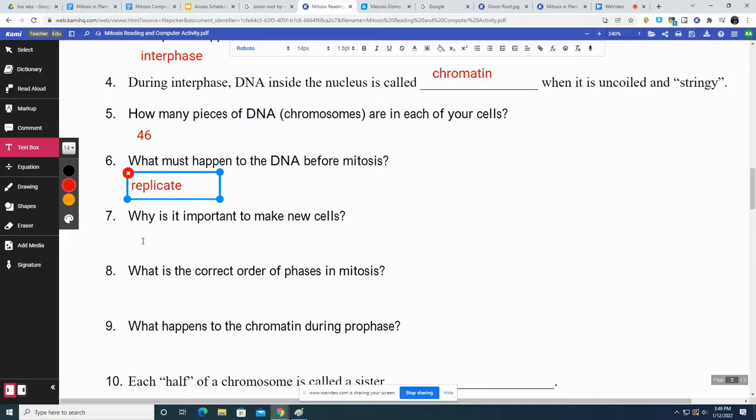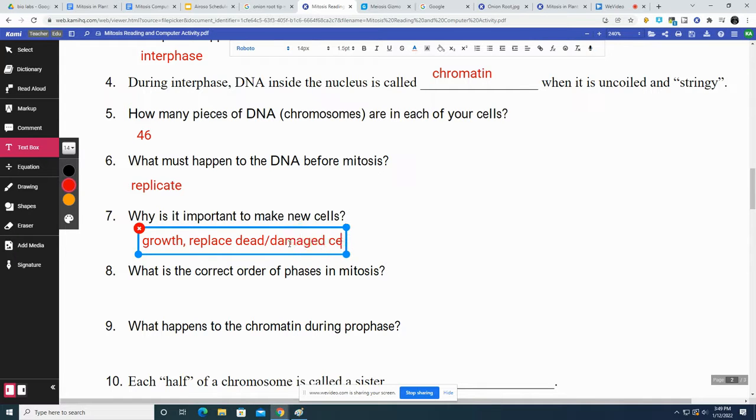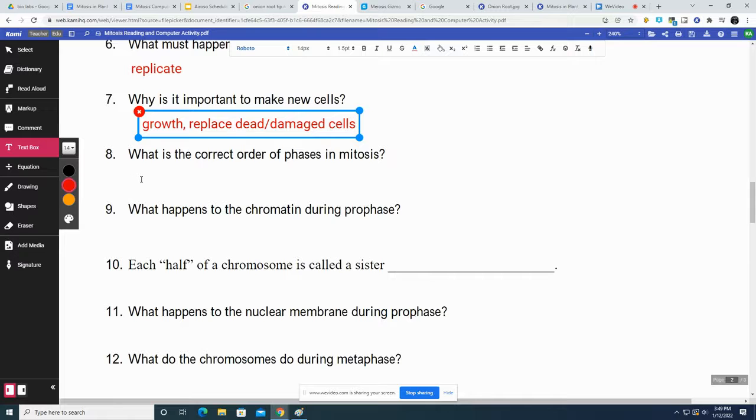Why is it important to make new cells? Well, for things like growth, when you're growing, you need new cells to replace dead or damaged cells, etc. What is the correct order of phases in mitosis? Remember, that's PMAT, so I'm just going to put PMAT. P for prophase, M for metaphase, A for anaphase, T for telophase.